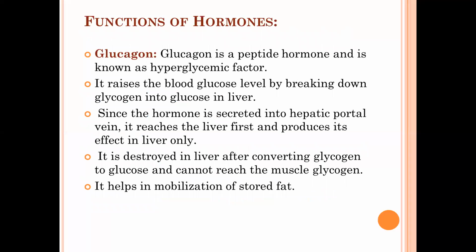The first one is glucagon. Glucagon is a peptide hormone and is known as hyperglycemic factor or hyperglycemic hormone. It is called hyperglycemic hormone because it increases blood glucose level by converting glycogen into glucose in the liver. It doesn't go to the muscles. It is meant only for breaking down the glycogen which is stored in the liver into glucose.